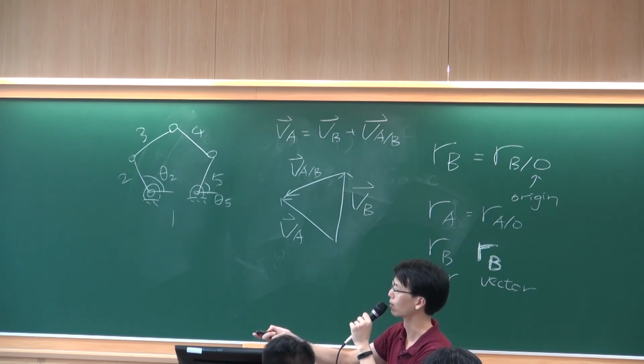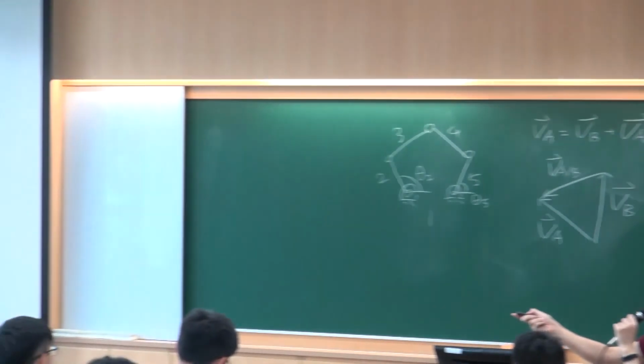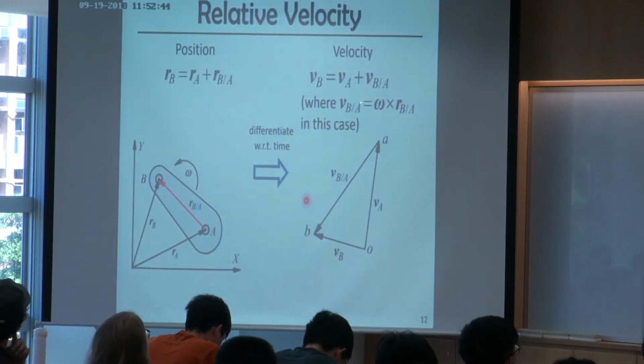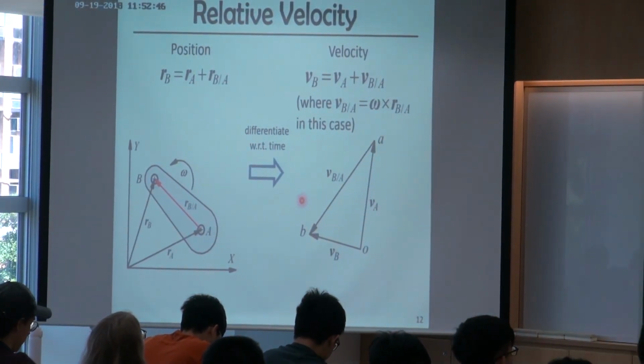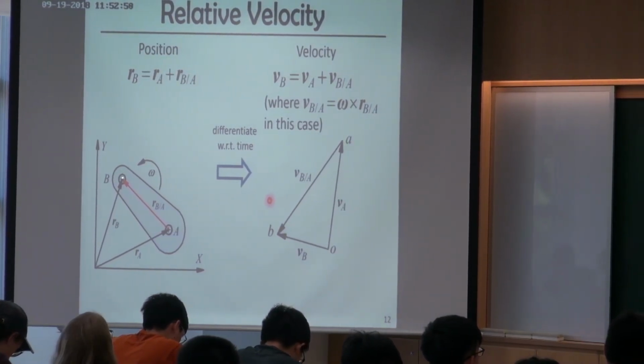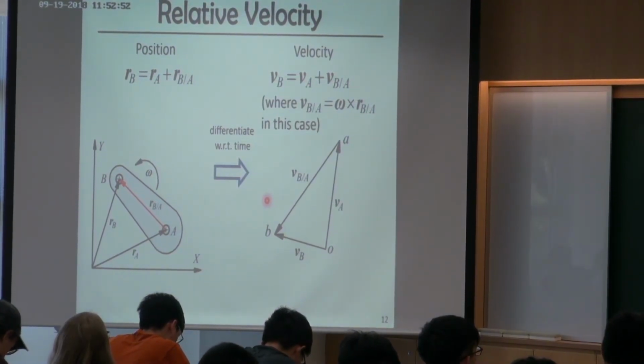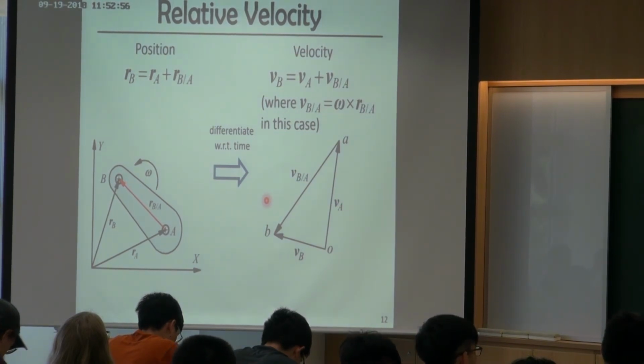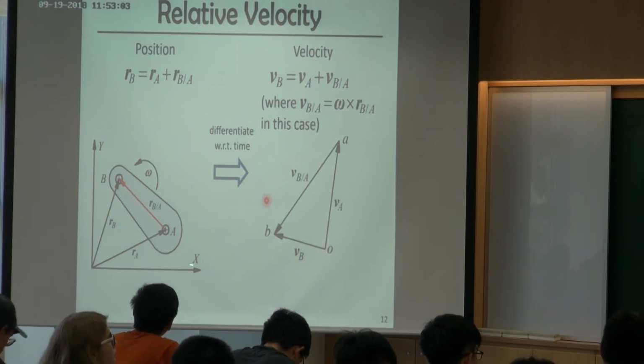And just remember, because right now we are dealing with this rigid body link, VBA can be represented as omega cross RBA. This only happens when A and B belong to the same rigid body. In another case, it may not be in this form. But right now in the following lectures, we are going to discuss this case first, so we'll just stay with this for a while.